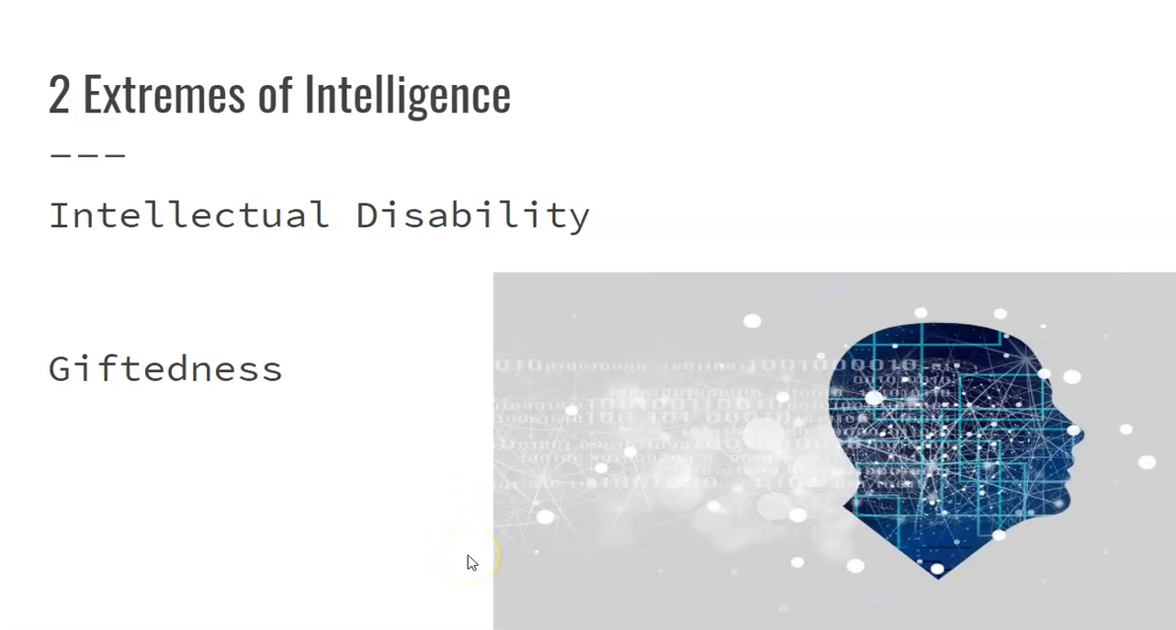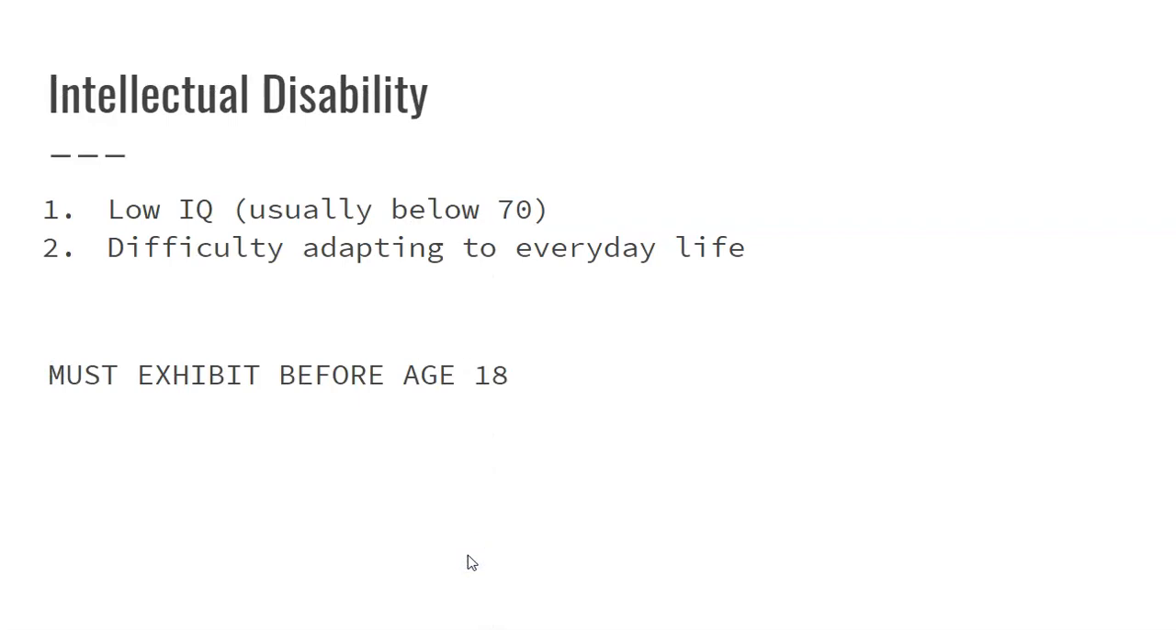There are two extremes of intelligence. On the lower end of the bell curve, the normal distribution of IQ scores, we have children that have intellectual disability. And we also have on the higher end of the normal distribution, the higher end of the scores, we have something called giftedness. And we're going to talk about those extremes of intelligence.